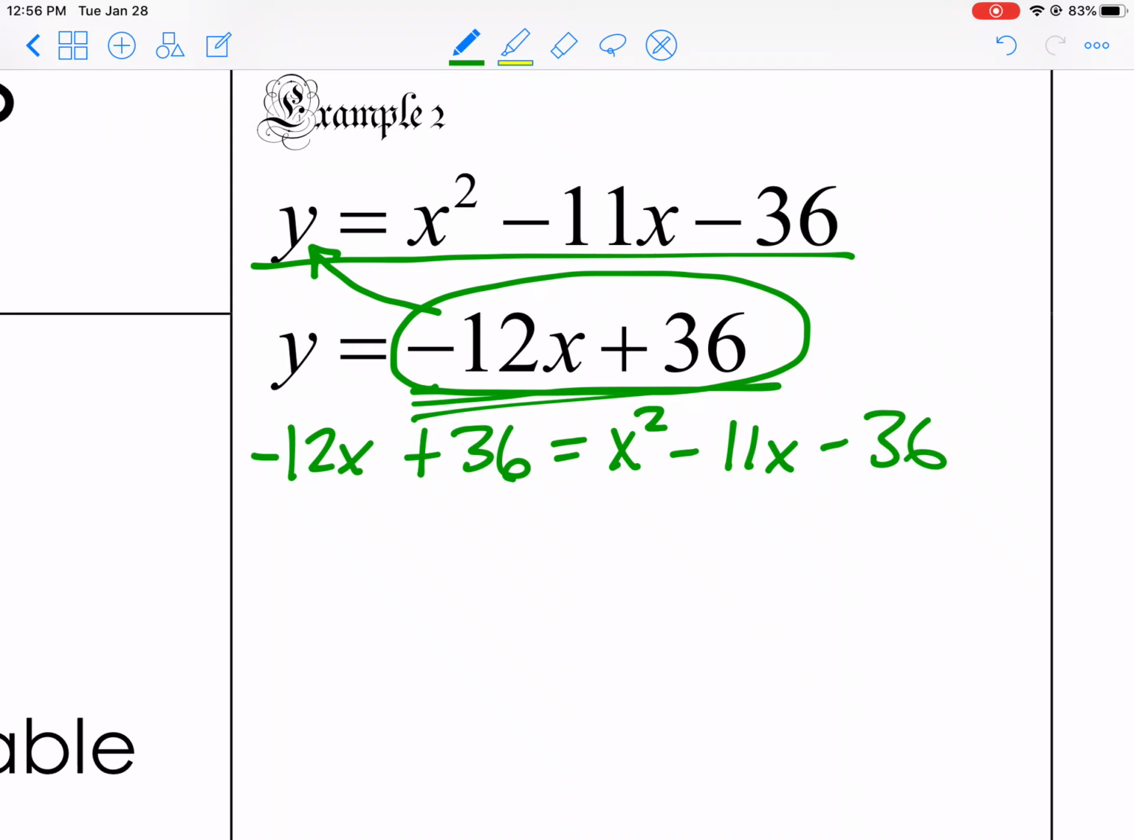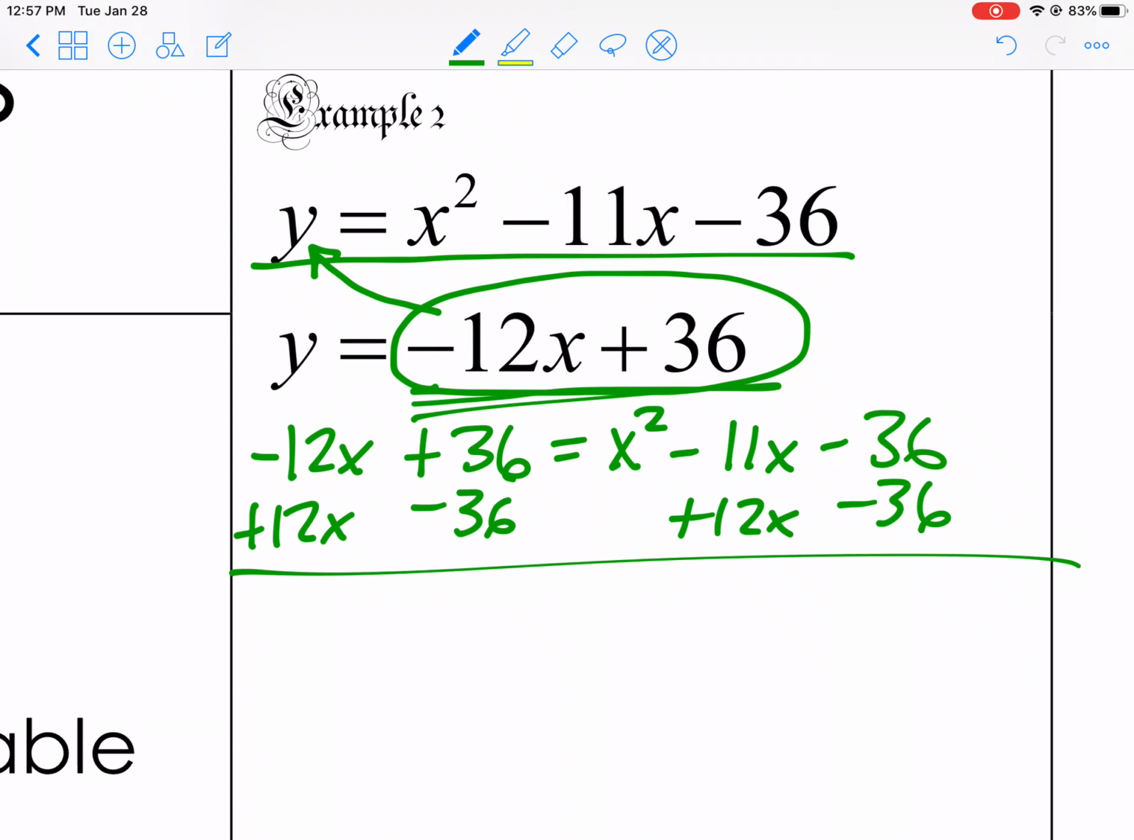Okay, what we're going to do now is, I have found in my years of factoring that having the quadratic term's coefficient be positive is super useful. So I'm going to leave the x squared right there since it's positive, and I'm going to add 12x to both sides and subtract 36 from both sides so that I have 0 equals everything else. In fact, that's going to be x squared plus 1x minus 72.